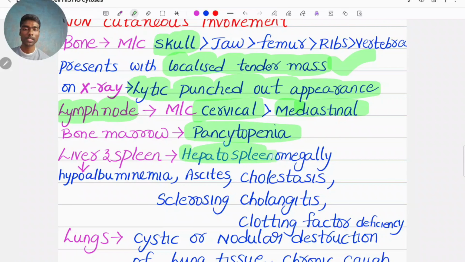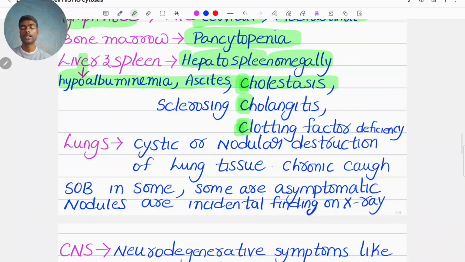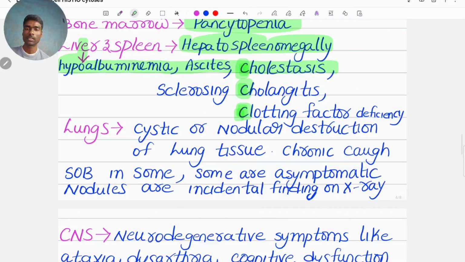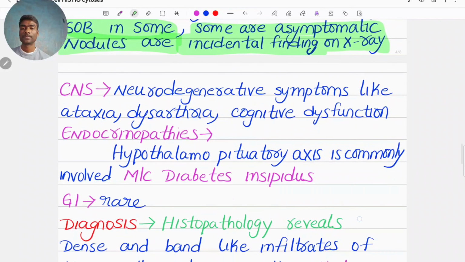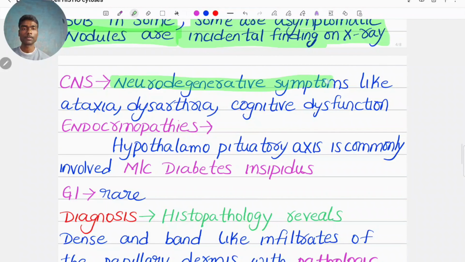Liver and spleen: hepatosplenomegaly. Because the liver is affected, it will lead to hypoalbuminemia, ascites, cholestasis, cholangitis, sclerosing cholangitis, and clotting factor deficiency. Coming to lung involvement, cystic or nodular destruction of lung tissue occurs, which leads to chronic cough and shortness of breath in some. Some may remain asymptomatic, and on X-ray there may be an incidental finding of nodules inside the lungs. In the CNS, neurodegenerative symptoms like ataxia, dysarthria and cognitive dysfunction may happen.